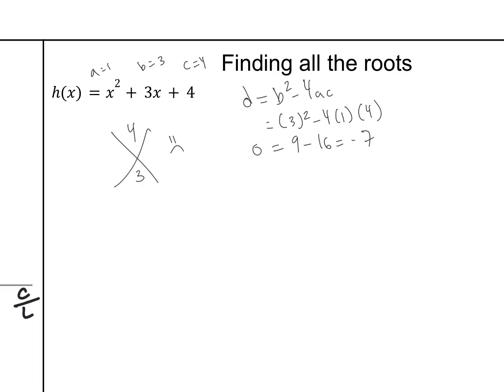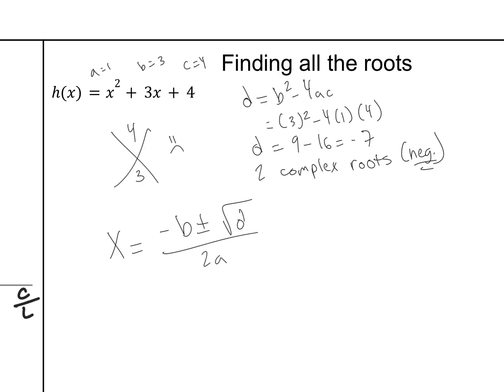So because my discriminant is negative, that means I'm going to have 2 complex roots because it's a negative discriminant. That means that I don't actually cross the x-axis. My answer should have an i somewhere because they're imaginary roots. And to find those imaginary roots, we do negative b plus or minus square root of d over 2a.